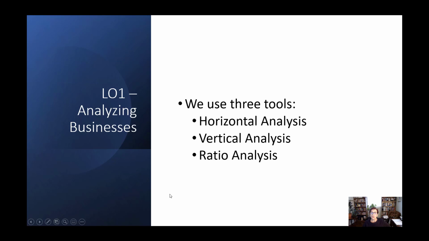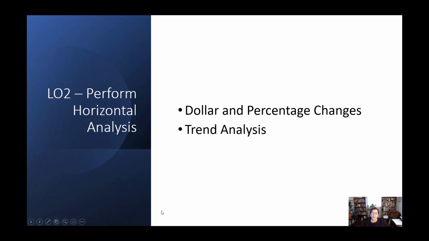Okay, so we use three tools in analyzing businesses. We use horizontal analysis, vertical analysis, and ratio analysis. So let's take a look at each of those, starting with horizontal analysis. There are two types of horizontal analysis. One is dollar and percentage changes, and that looks generally at 2 years, so 1 year compared to another year. And then trend analysis, which compares maybe 5 years, a longer period of time.